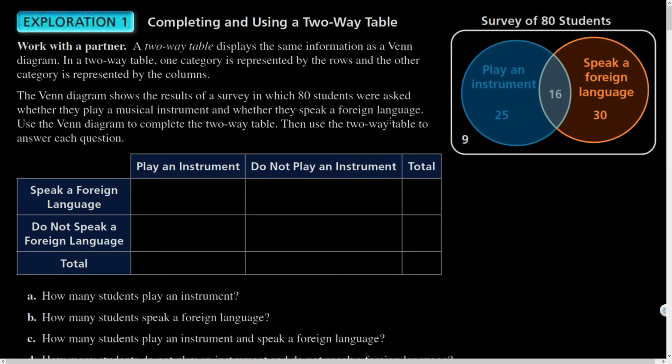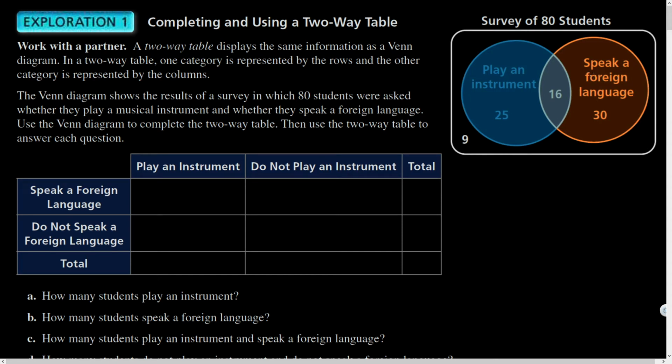Mr. Waddy here, talking about Algebra 2, Chapter 10, Section 3, two-way tables and probability. I'm going to start today with an exploration problem. I think these connections will be quite helpful for us in understanding how to generate these tables as well as how to read them. So let's see, a two-way table displays the same information as a Venn diagram.